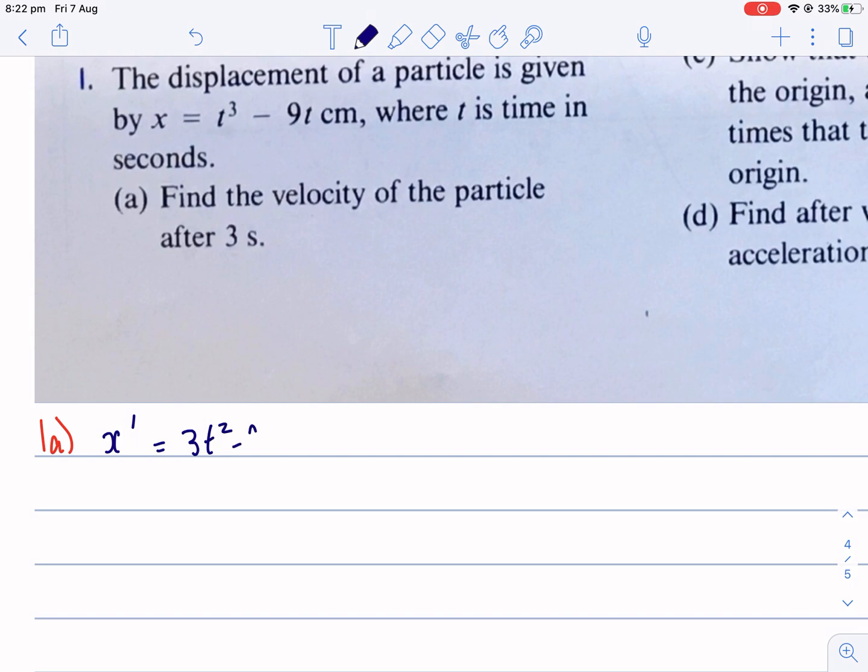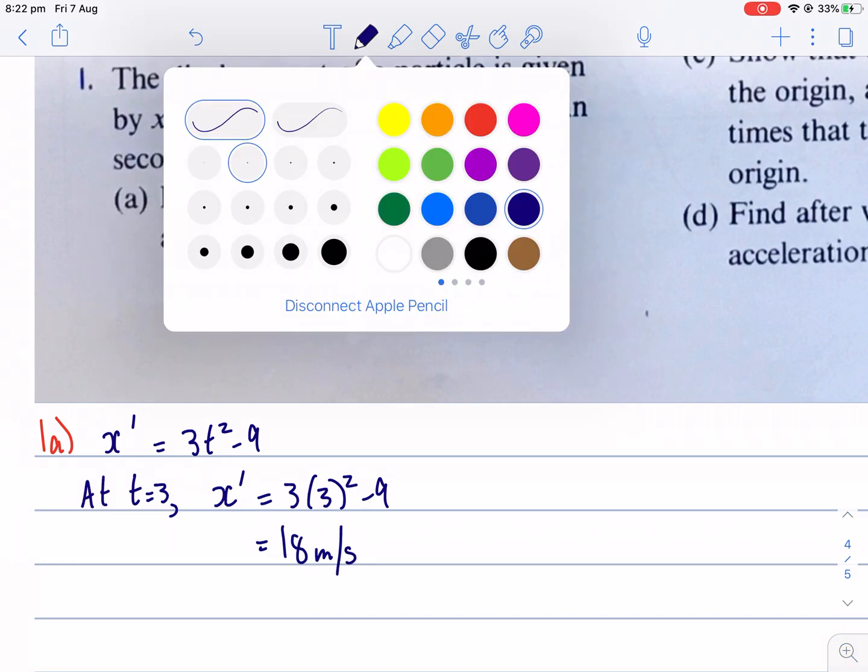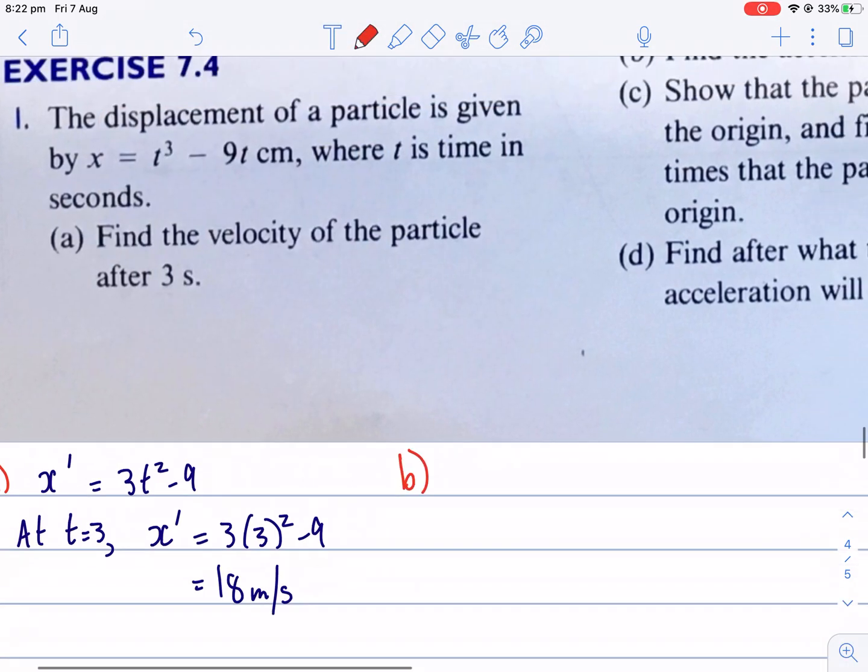3t squared take 9 at t equals 3. The velocity is 3 times 3 squared take 9 equals 18 meters per second.